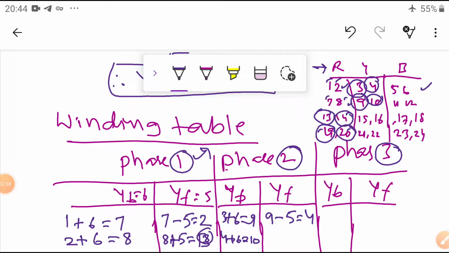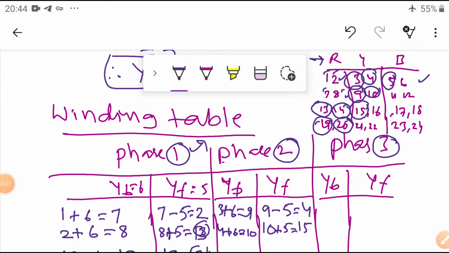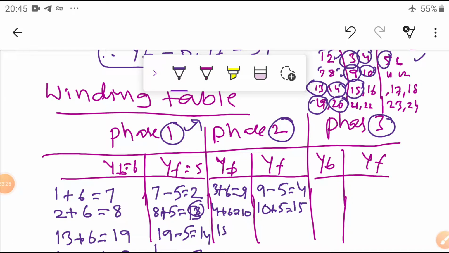Okay, so now 10 minus 5, we would get the fifth slot, but the fifth slot belongs to the B phase. We do not want to enter the other domain. So here we have to go one step further, plus 5, so 15. Okay, so 15 is mine, dear students. Now, from 15, back pitch, so 15 plus 6, we get 21. 21 is mine, this is 21.